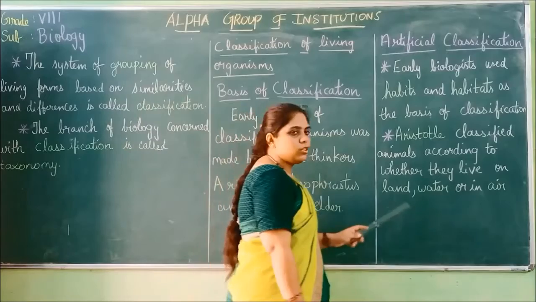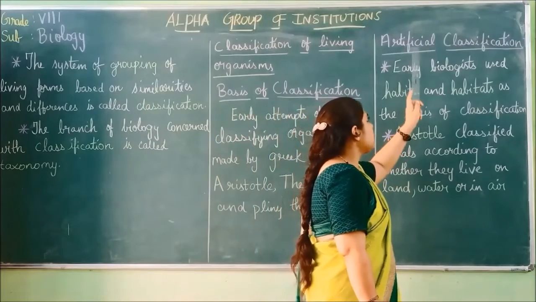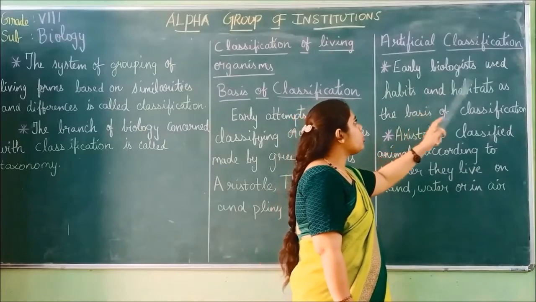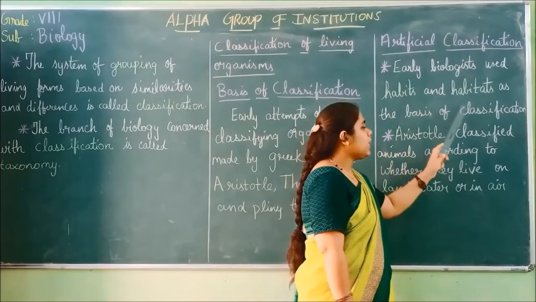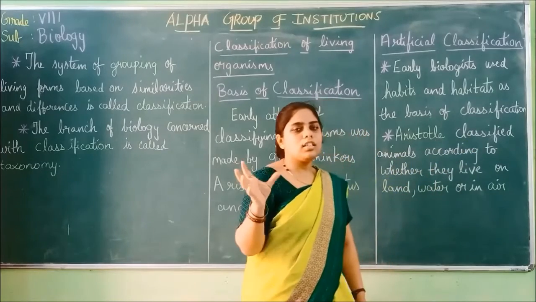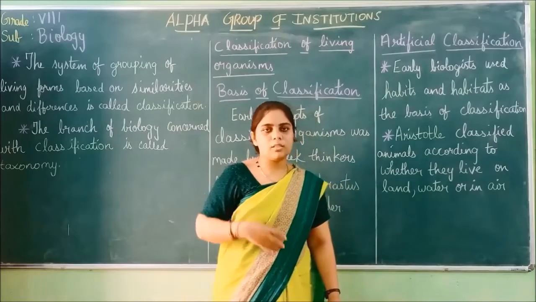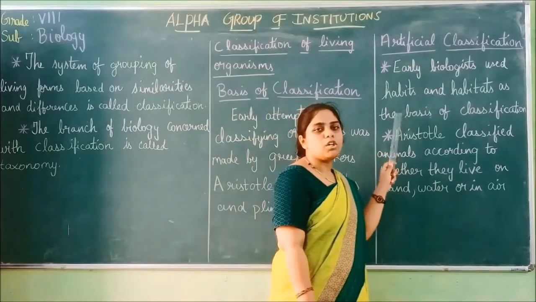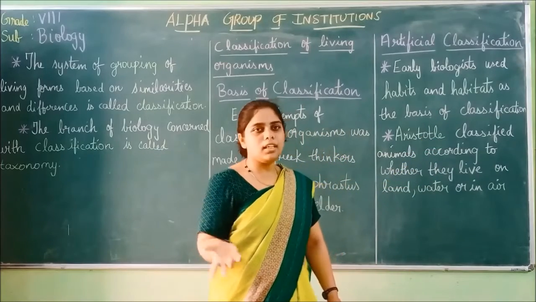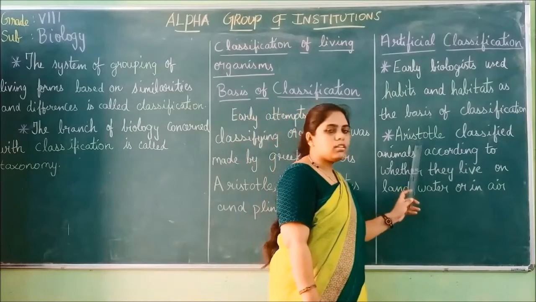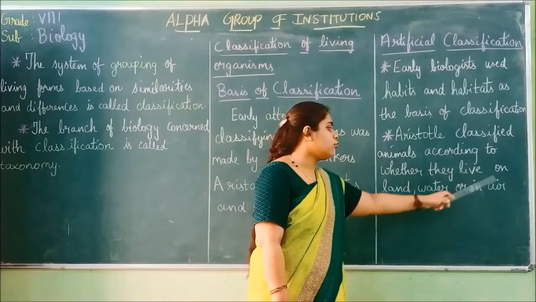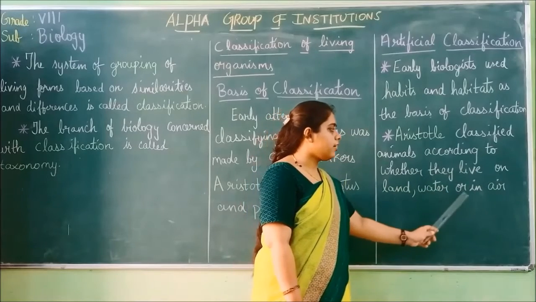And we are moving on to the first type of classification, that is artificial classification. The early biologists used habits and habitats as the basis of classification. So all these early biologists who lived in the past took the habits of the organisms and the habitats of the organisms and made the classification. So Aristotle classified animals according to whether they live on land, water or in air.